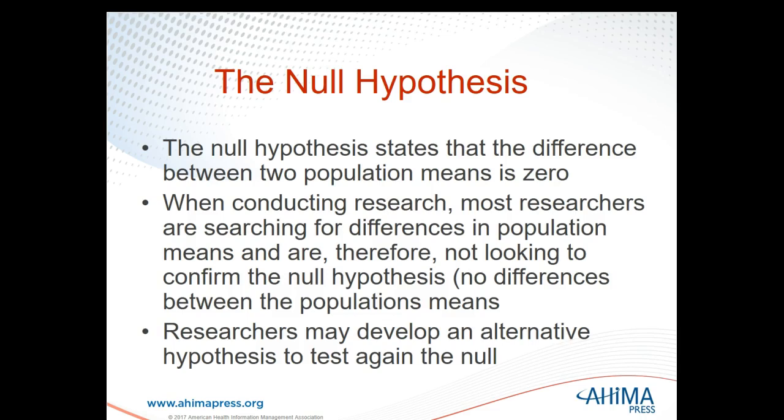So we're still on page 312. In the middle of 312, it talks about when conducting research, most researchers are searching for differences in population means and therefore not looking to confirm the null hypothesis. In fact, most research is carried out to reject the null hypothesis. So keep that in mind. Therefore, researchers may develop an alternative hypothesis to test against the null.